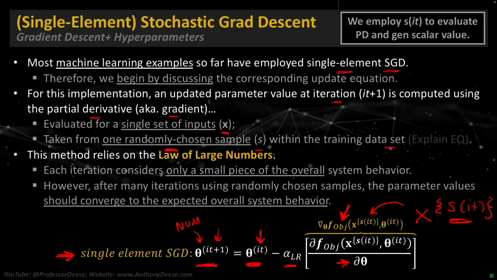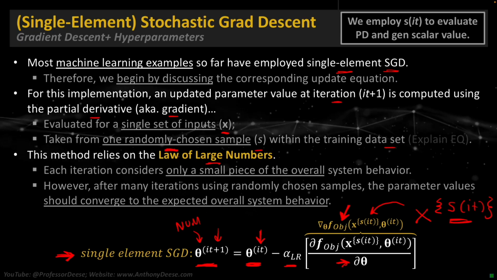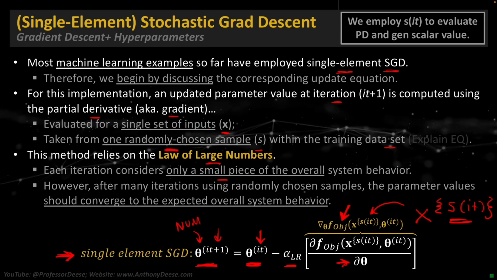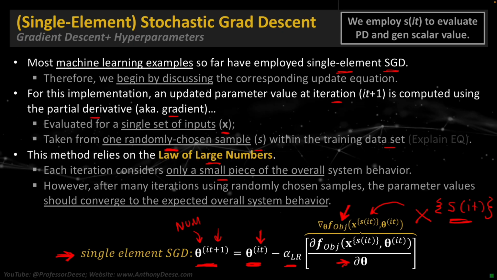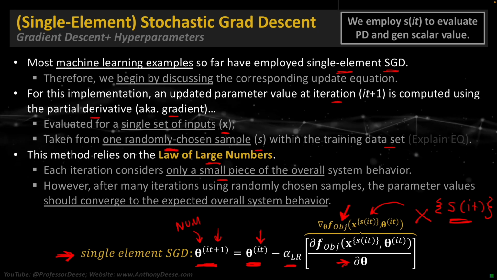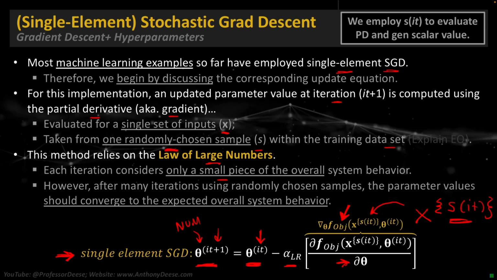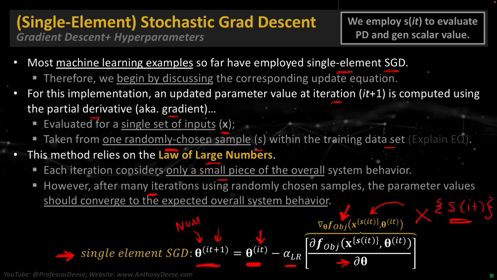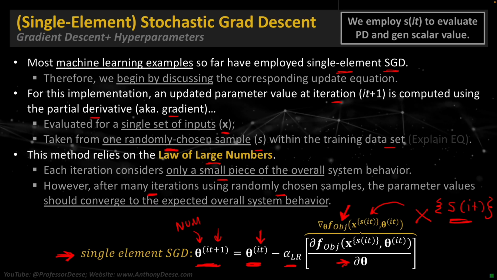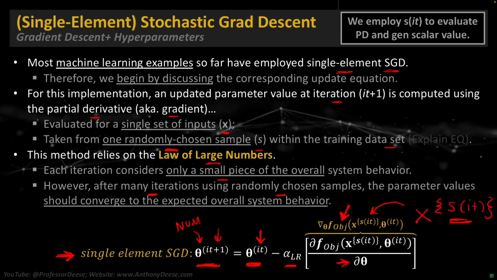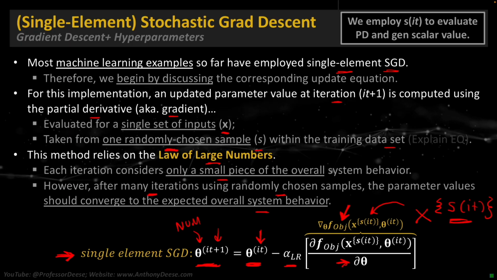Now, this method relies on the law of large numbers. We see that each iteration considers only a very small piece of the overall system behavior, right? For a system that may have hundreds, thousands, or millions of training data samples, it doesn't seem like a great idea to perform an update based on one. However, after many iterations using randomly chosen samples, we expect that the parameter values will converge to that expected or associated with the overall system behavior.